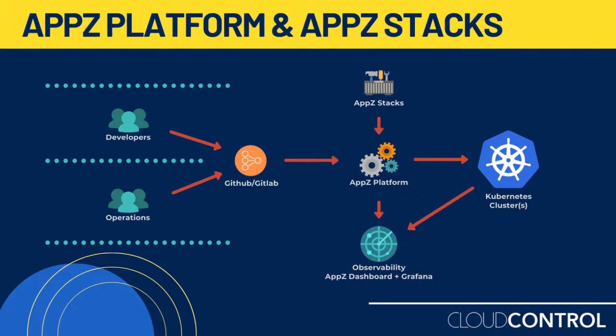So as a developer or an operations team member, I make changes either in the applications or in the infrastructure configuration. That is intercepted via gitops by our AppZ platform, the platform which is getting built right now on top of the AWS infrastructure. And the changes, either the source code or the configuration change, are merged with AppZ stacks.